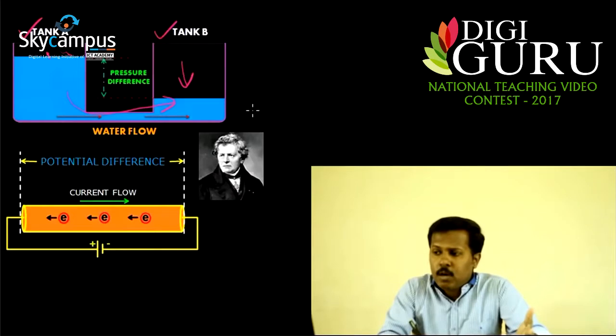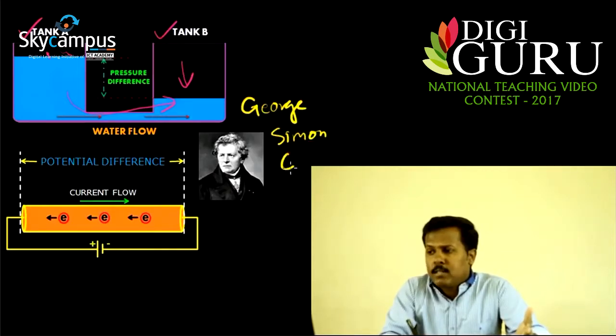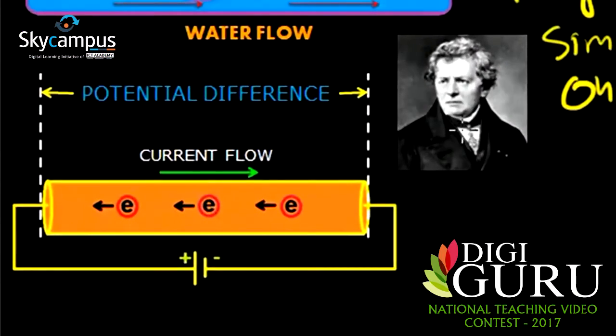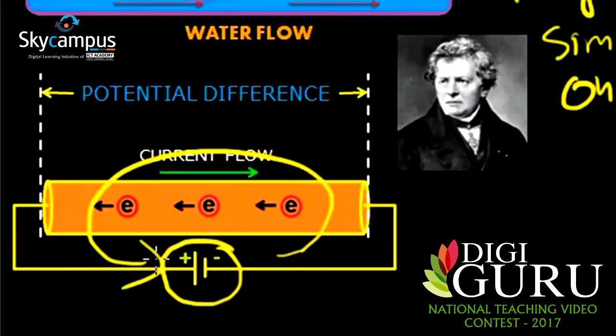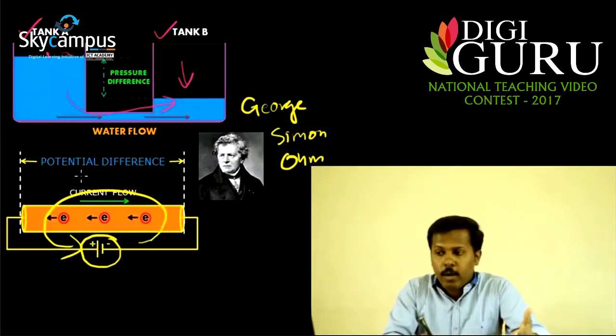This is first observed by George Simon Ohm. You can see George Simon Ohm on the screen. He is a German physicist. He observed that in any conductor, if we provide a potential difference, here you can see a battery is connected to provide the potential difference, the electrons will flow from negative terminal of the battery to the positive terminal of the battery through the conductor. Since the conventional current flow is considered opposite to the flow of electrons, we have shown the current flow in the opposite direction, that is from positive terminal to negative terminal.